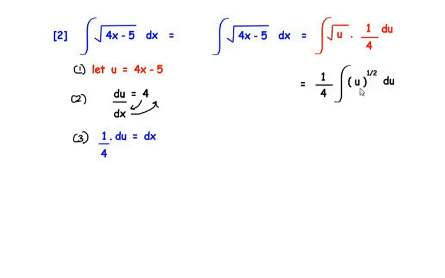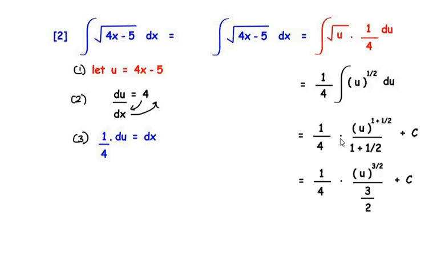Now again we have to use the power rule of integration since this is of the form x to the power of n. So we get 1 over 4 times, the integration of u raised to 1 over 2 gives us u raised to, now the power 1 over 2 increases by 1 giving us 1 plus 1 over 2, and the same power repeats in the denominator giving us 1 plus 1 over 2, plus c, since this is an indefinite integral. Now simplifying this we get 1 over 4 times u to the power of 1 plus 1 over 2 is 3 over 2, over 3 over 2, plus c.